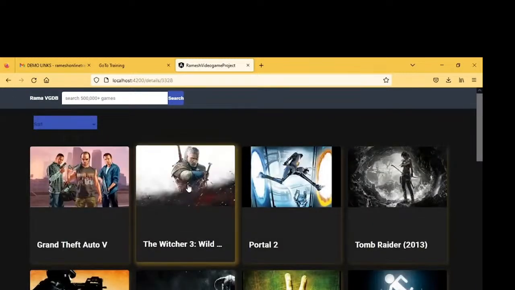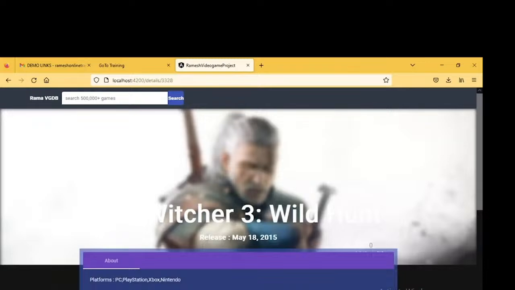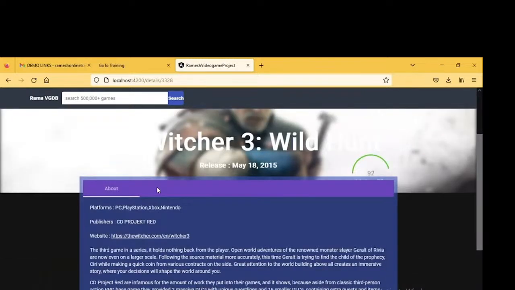And see there, Witcher. See, there is no trailer tab here. Why? Because there is no trailer. Whenever there is a trailer, then only it will come here. The tab will display here. Whenever there are screenshots, at that time only the screenshots tab will display here. That much professionally we are writing.